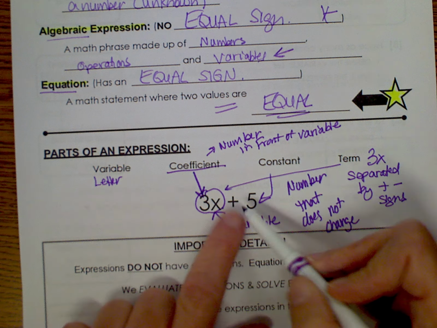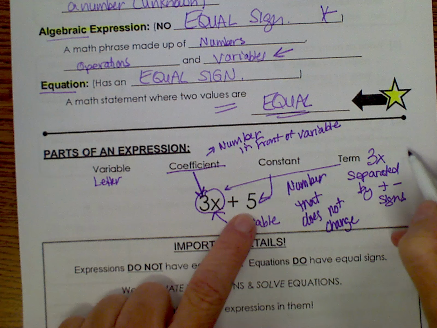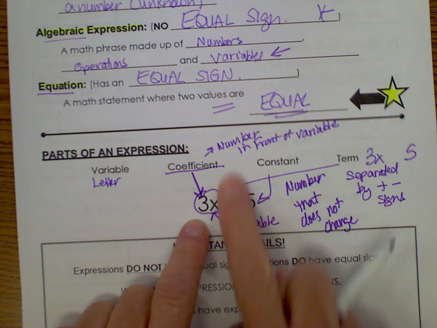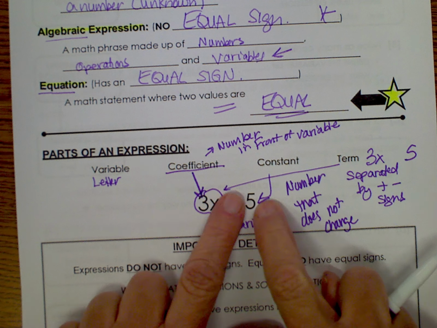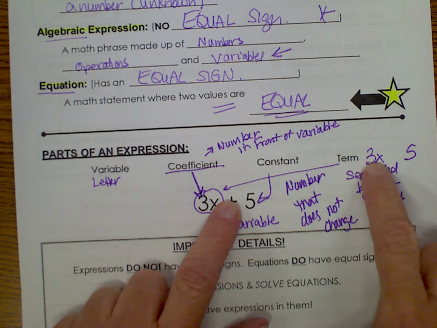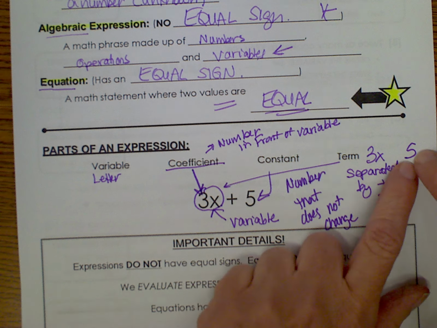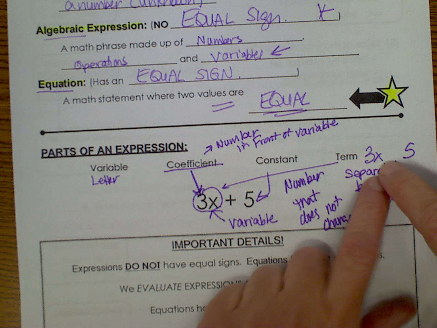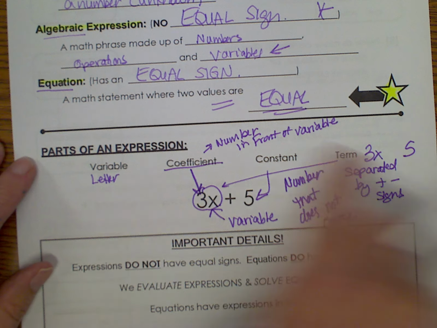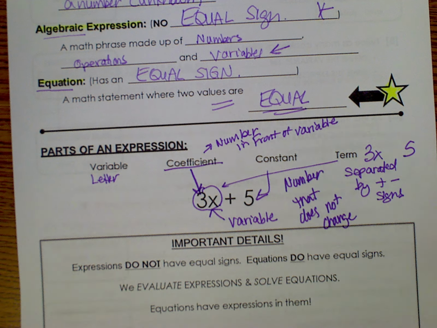Interestingly enough, the 5 is also a term, because the 3x and the 5 are separated by this addition sign. This term only has one piece and it doesn't have a variable in it. So a term can be a number all by itself, it can be a variable by itself, or it can be a number and a variable together. Those are words we're going to be using a lot, so you need to understand them so you know what we're talking about.